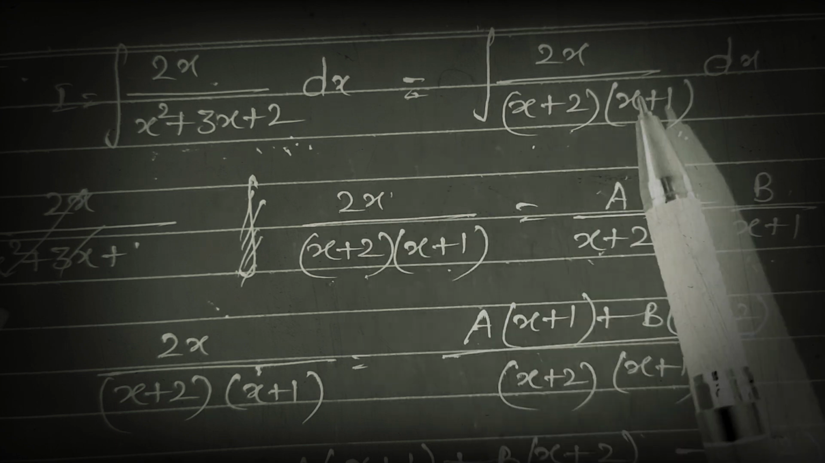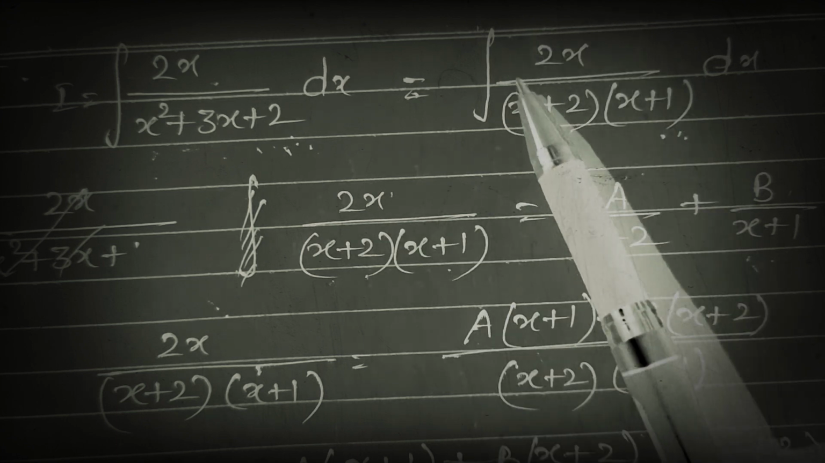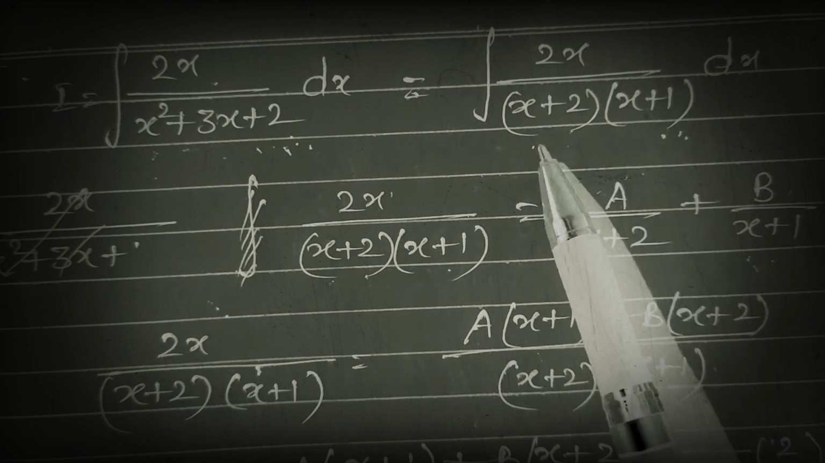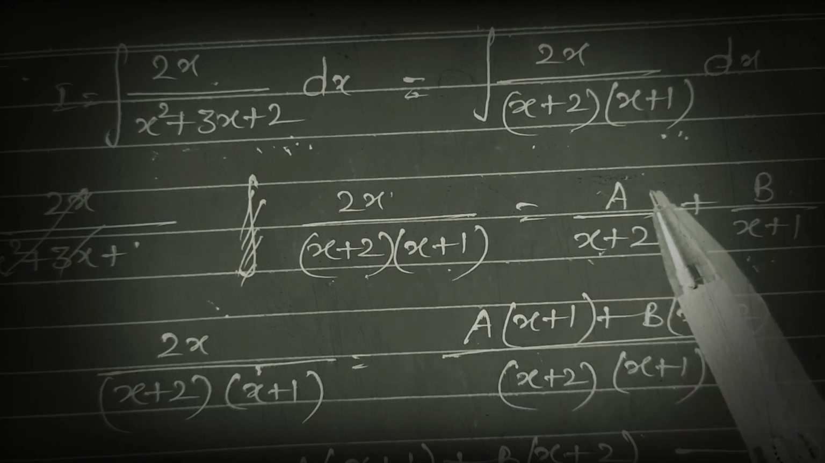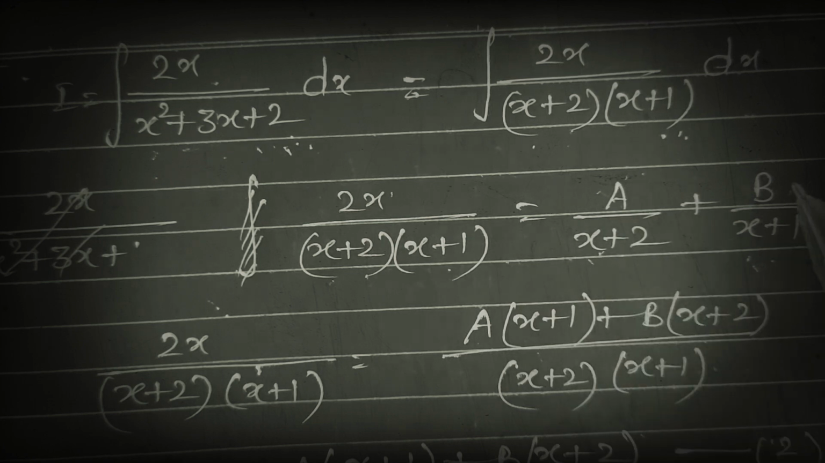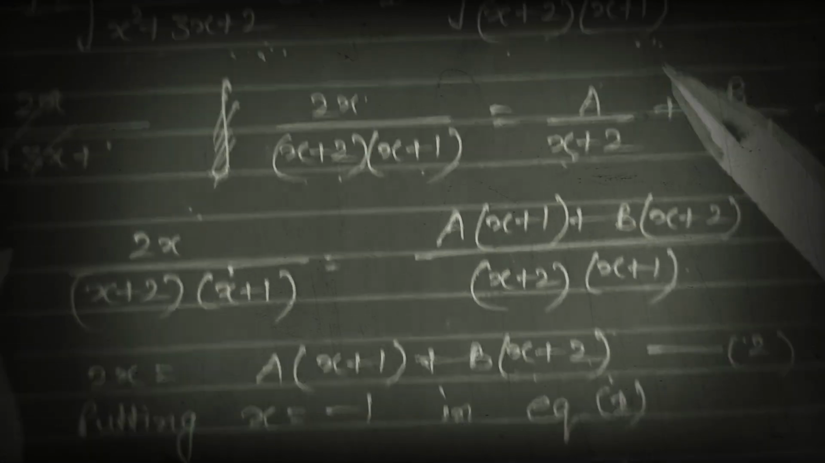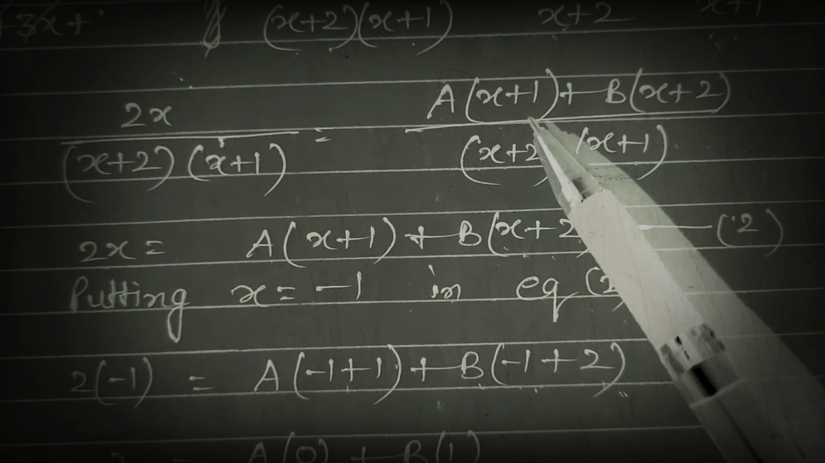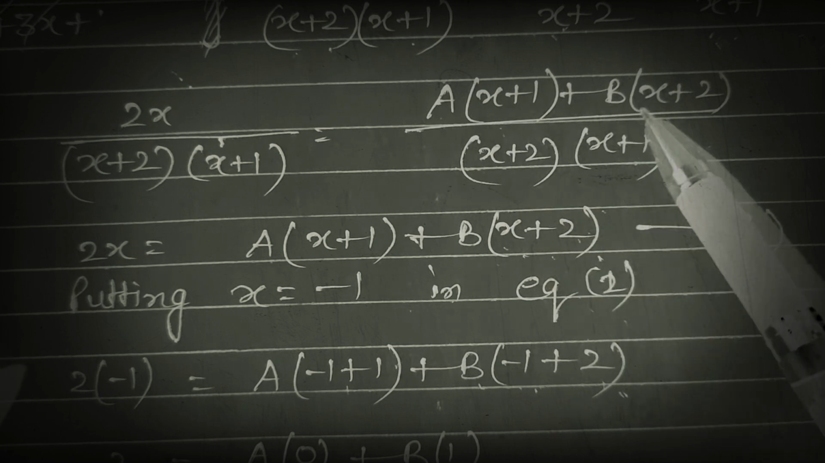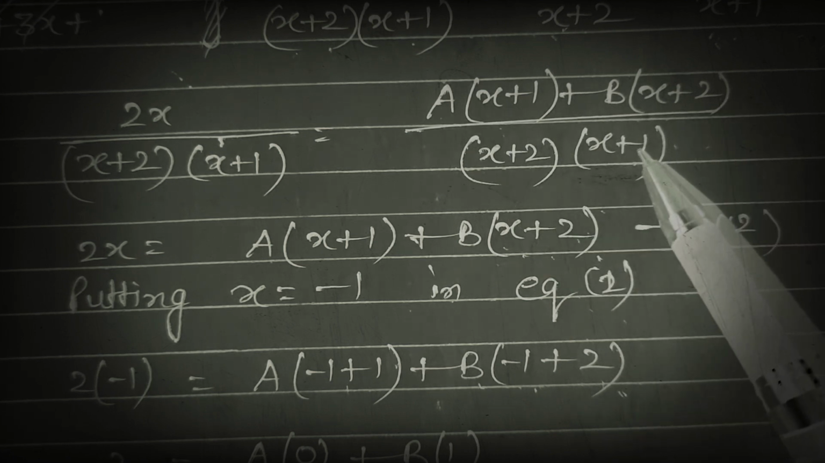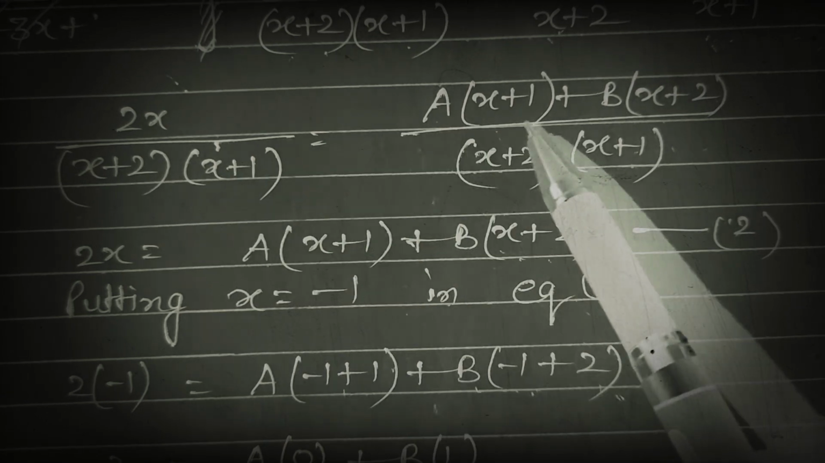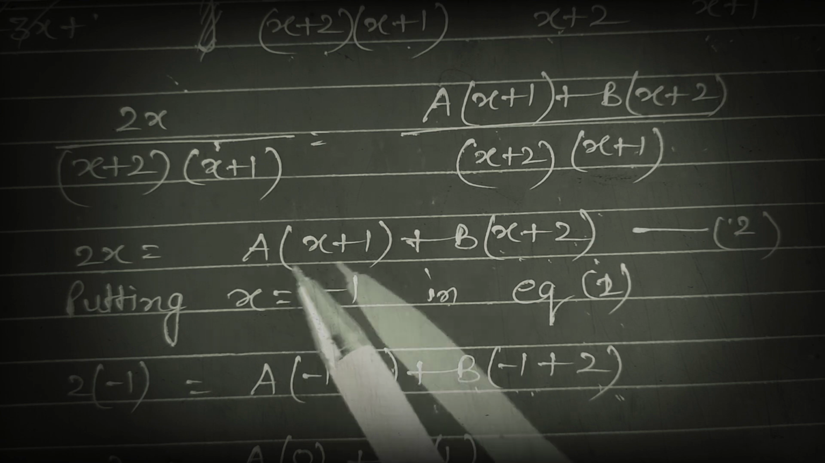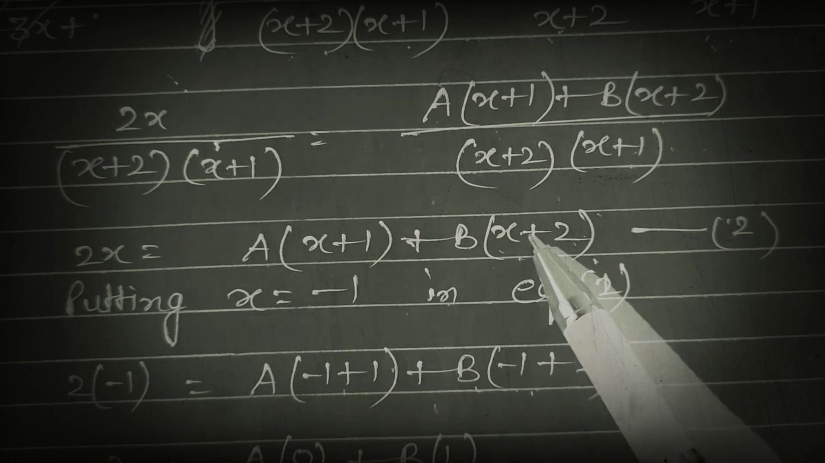So this is same as first question. Numerator is in linear, denominator is in quadratic whose factors are given. So 2x upon x plus 2 into x plus 1 we can write as a upon x plus 2 plus b upon x plus 1. So take LCM on right hand side. So it will be a into x plus 1 plus b into x plus 2 and denominator is x plus 2 into x plus 1. In both side denominator is same, the numerator will be same. So 2x is equal to a into x plus 1 plus b into x plus 2.